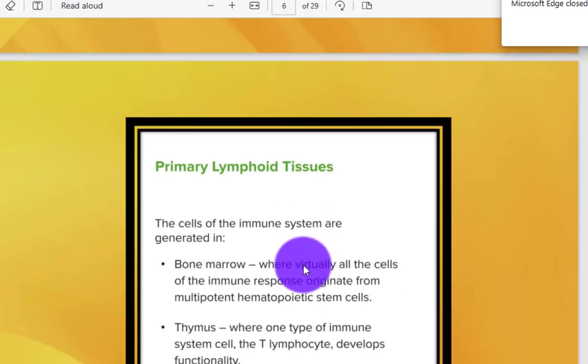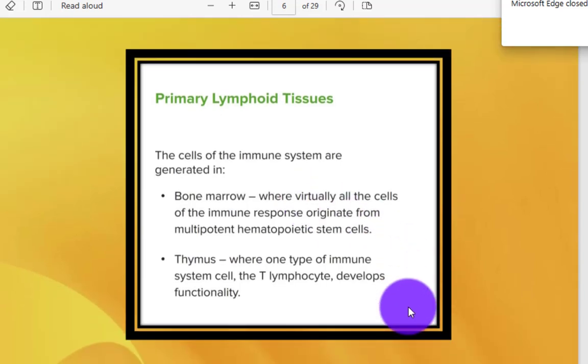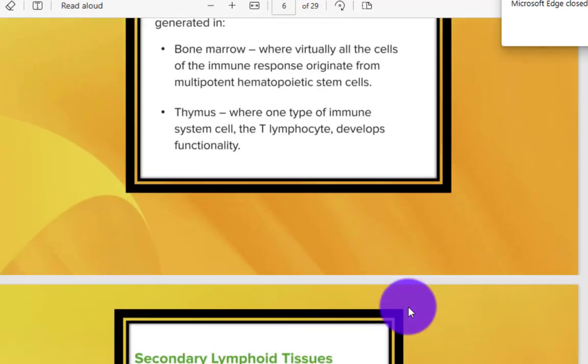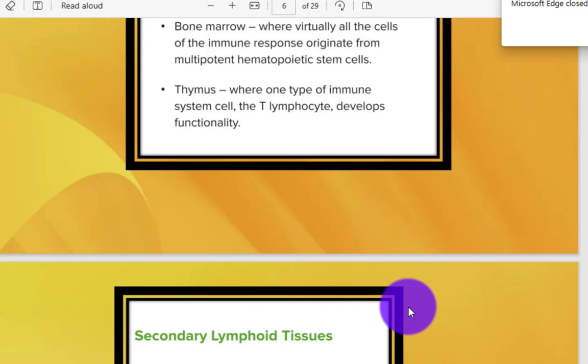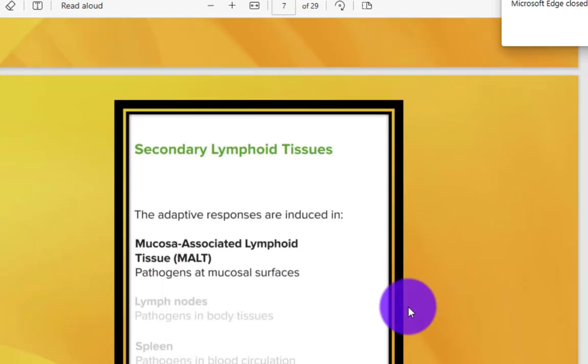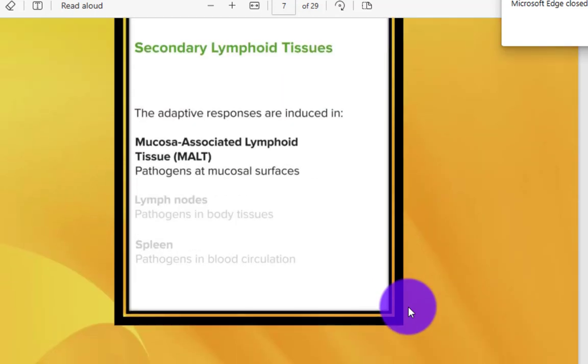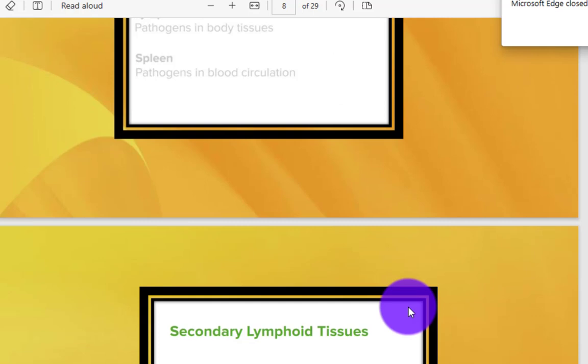The primary lymphoid tissue: the cells of the immune system are generated in bone marrow, where virtually all the cells of the immune response originate from multipotent hematopoietic stem cells. Thymus, where one type of immune stem cell, the lymphocyte, develops functionality. Secondary lymphoid tissue, the adaptive response, is induced in mucosa-associated lymphoid tissue, pathogen at mucosal surface; lymph node, pathogen in body tissue; spleen, pathogen in blood circulation.